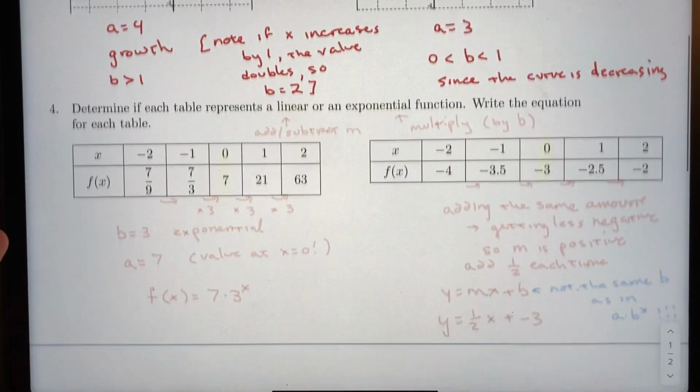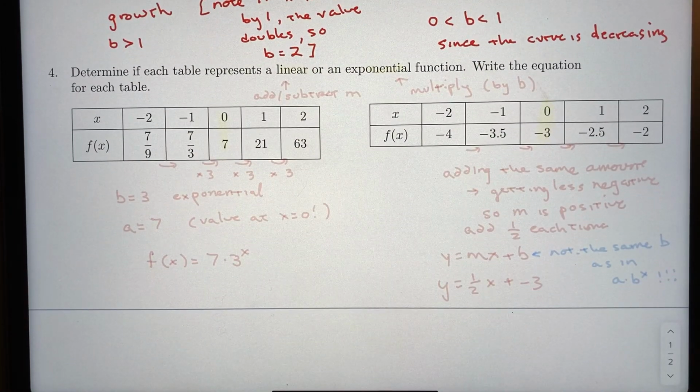Last but not least, how do you tell the difference between a linear or an exponential function? Linear functions add or subtract. And of course, subtracting is just adding a negative number. The slope is the rate that you're increasing by. Exponential functions, you're multiplying or dividing, but we can say dividing is multiplying by a fraction.